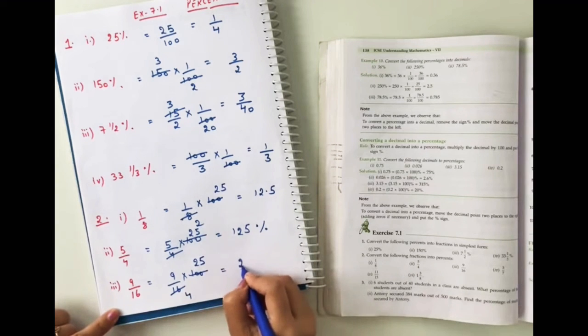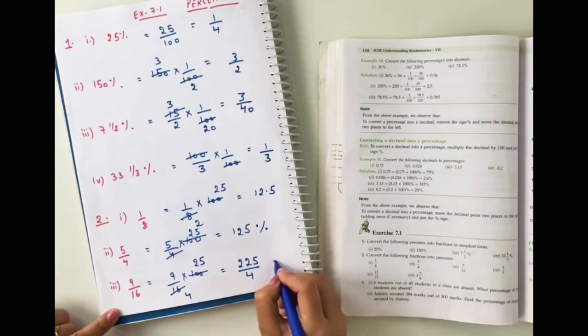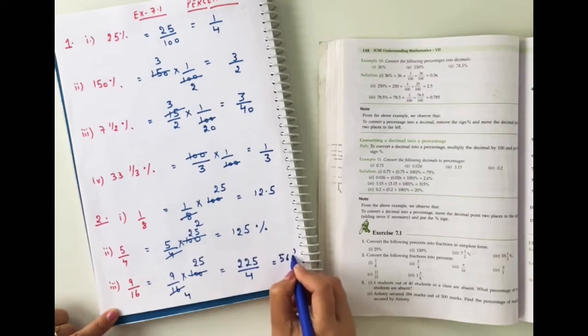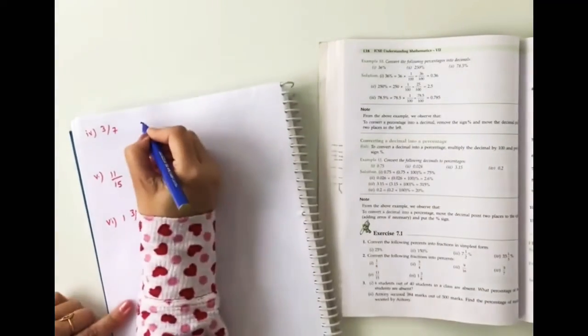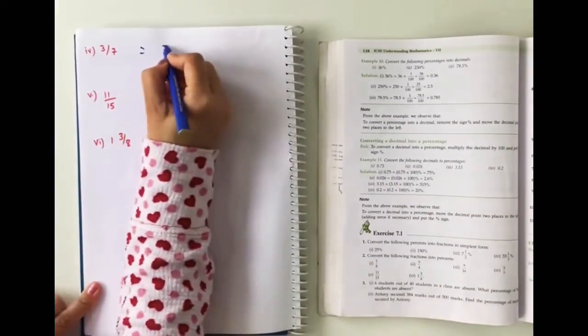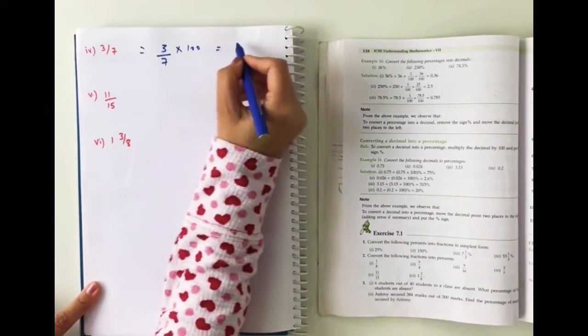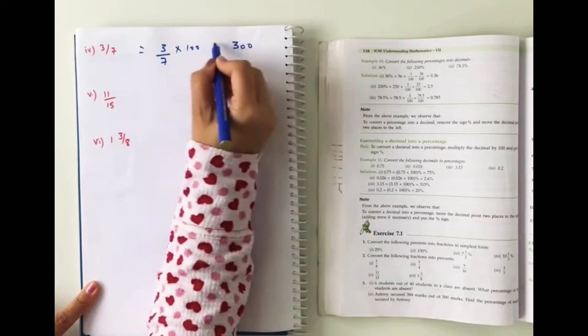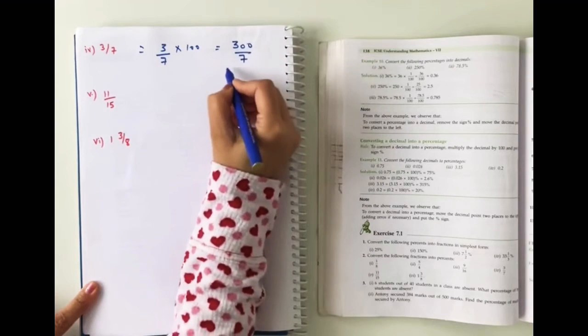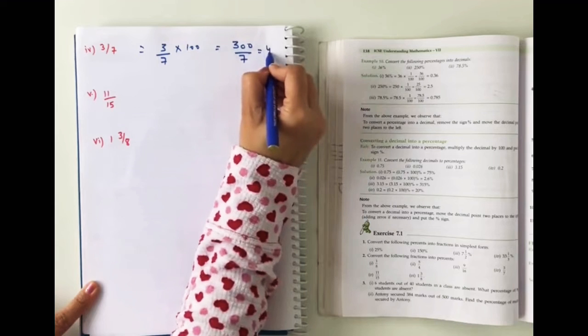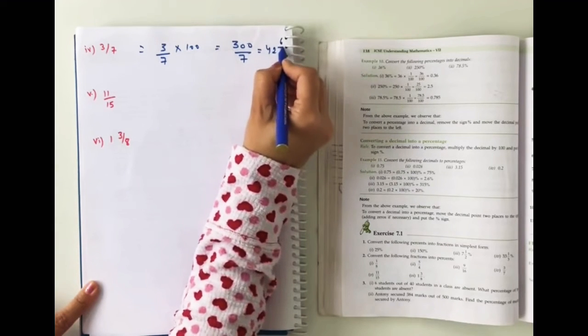Now it comes to 25 upon 4. When we divide it, we can write it as a mixed fraction, 56 1 upon 4. Next is 3 upon 7. 3 by 7 into 100. So it comes to 300 divided by 7. Then it comes to 42 6 by 7.